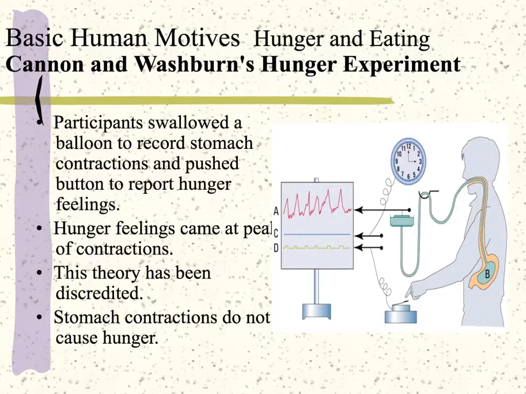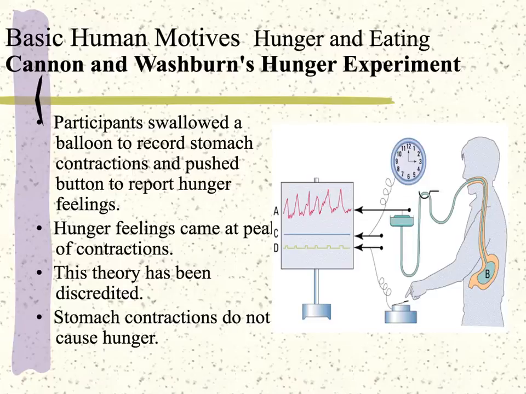concerning hunger and eating. Now, this experiment was conducted by Cannon and Washburn, and what they did is they had participants swallow a balloon to record stomach contractions and push a button to report hunger feelings. As you can see in the image, they'd have the subject swallow this balloon. They would then inflate the balloon while it was in their stomach to see if that would impact their sense of hunger. Hunger feelings came at a peak during the contractions of the balloon.